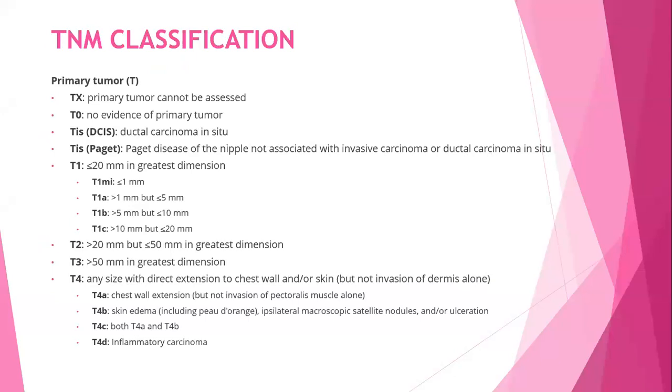TIS is ductal carcinoma in situ, or Paget disease of the nipple not associated with invasive carcinoma or DCIS. T1, usually a mass that is less than 2 centimeters in greatest dimension. T2, between 2 to 5 centimeters. T3, greater than 5. T4, where you have a mass of any size with direct extension to the chest wall and or skin. In T4A, you have chest wall extension without invasion of the pectoralis alone. T4B, you also have the skin involvement. T4C, you have both A and B, and T4D, when you have inflammatory breast carcinoma.